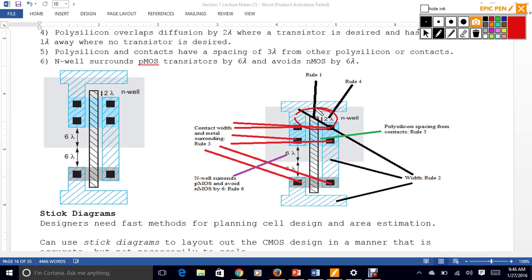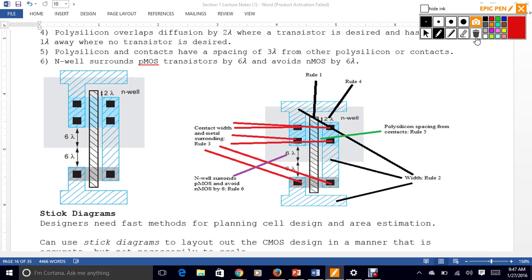So rule five, polysilicon spacing from the contacts. Remember, you have to have 2 lambda from contacts to polysilicon in a transistor, but only 1 when you're not intending to have a transistor. So you see how there's a 2 lambda spacing here between the polysilicon and the contact. Same thing here, polysilicon and the contact, there's 2 lambda. That's because of that design.